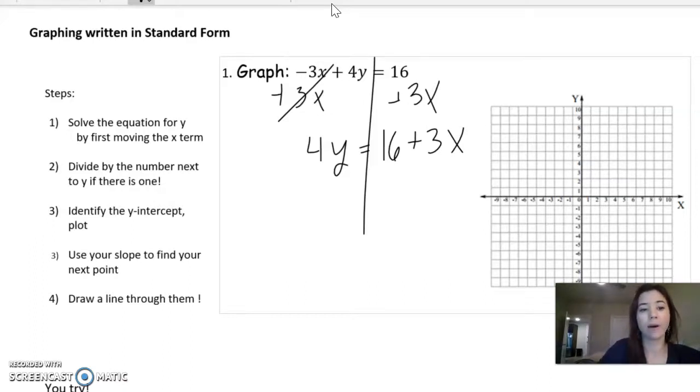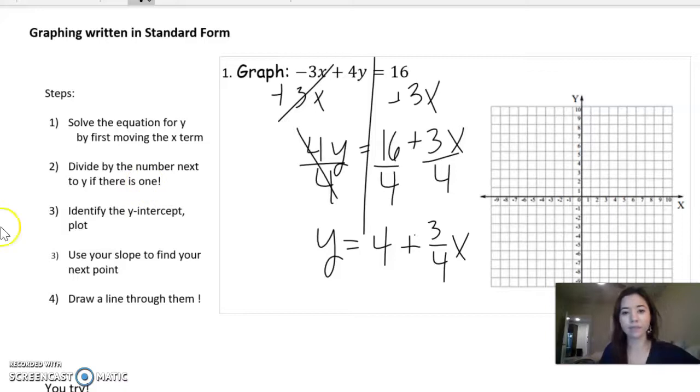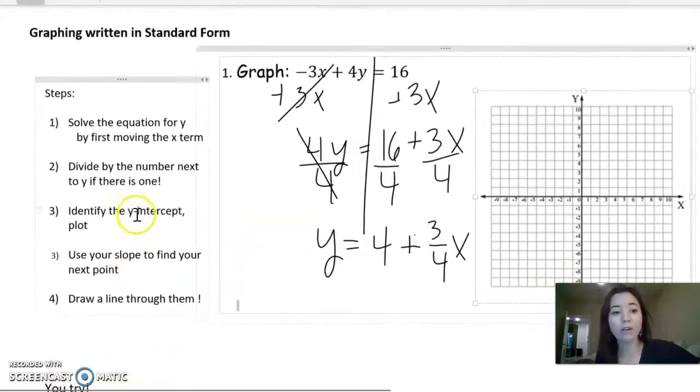Now we can divide by the number next to y if there is one, and there is, it's 4. So I'm going to divide everything here by 4. 4's cancel, and we get y equals 16 divided by 4 is 4. And then we can leave that as a fraction, 3 over 4x. Okay, we have y by itself, so we know we're finished. And now we can go ahead and graph.